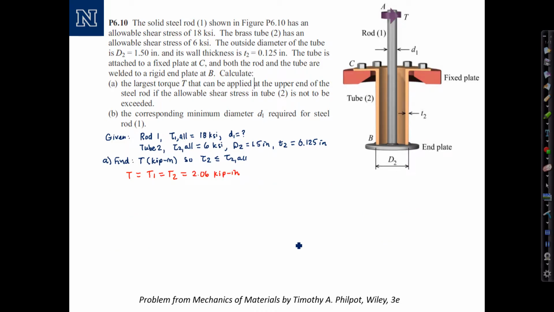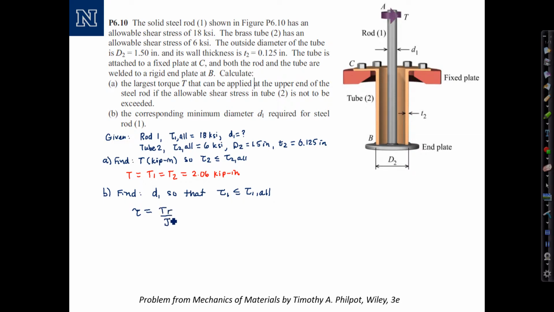Okay, let's go to a new page for the second part. We found the torque of 2.06 kip inches. In part B, we are asked to find the rod diameter D1 so that tau1 is less than or equal to tau1 allowable. And we're going to apply the same formula that we did in the previous part, the relationship between shear stress and torque. Tau is equal to TR over J.